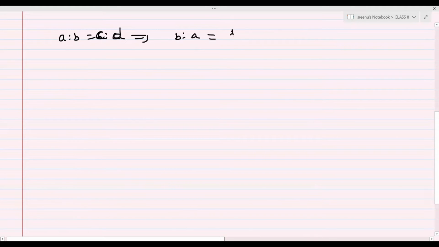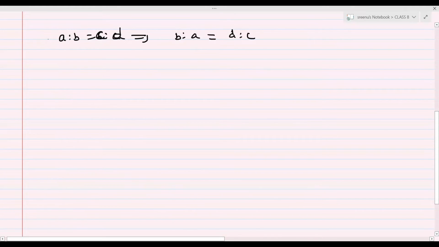Next, properties of proportion: invertendo property, alternendo property, componendo property, dividendo property, convertendo property. This we will only learn like formulas. A is to B is equal to C is to D, and B is to A is equal to D is to C. Invertendo, first one. If A is to B is equal to C is to D, then B is to A is equal to D is to C.